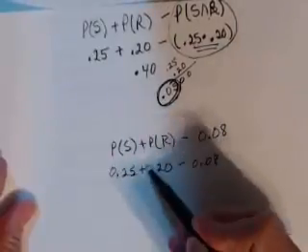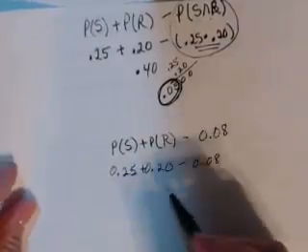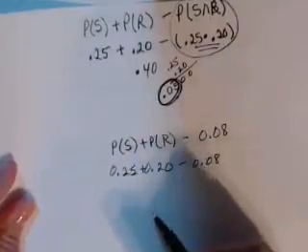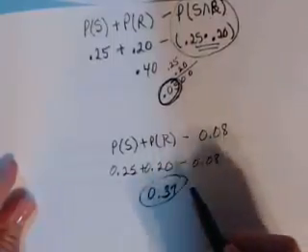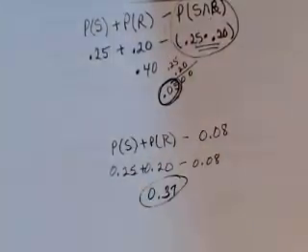So this would be the probability, and we get about 37% of the time that would occur.